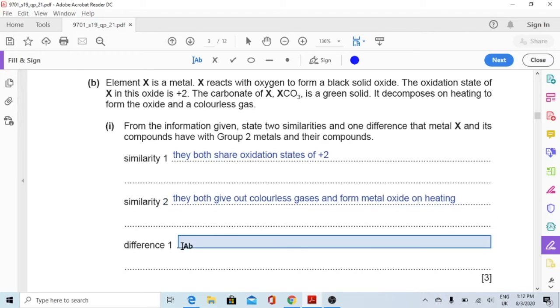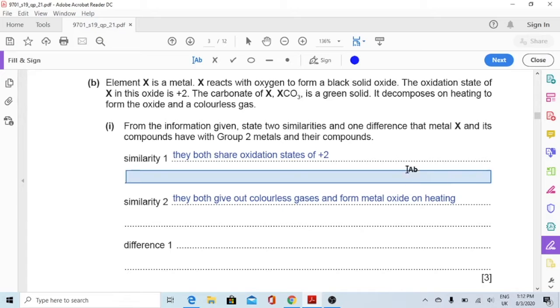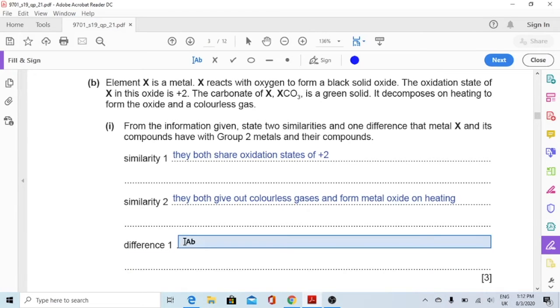Now they're asking for one difference between the properties of this element X and group 2 metals. So over here it says that X reacts with oxygen to form a black solid oxide, and it also says that X carbonate is a green solid, while group 2 elements will always have a color of white. Group 2 oxides or group 2 carbonates will always have a color of white, while over here X carbonate has a color of green and X oxide is a black solid oxide. So that's a difference.